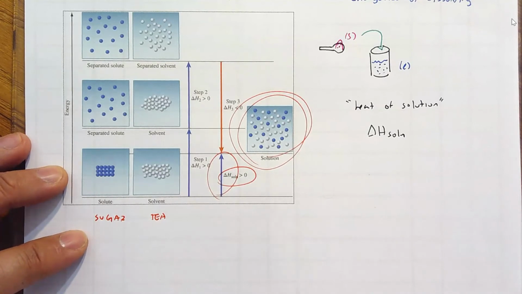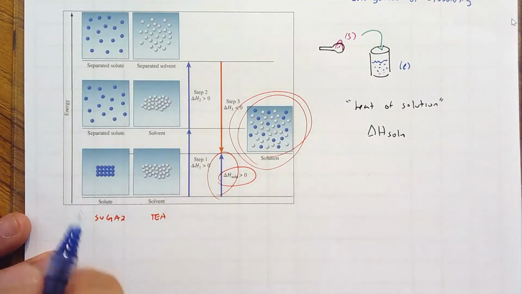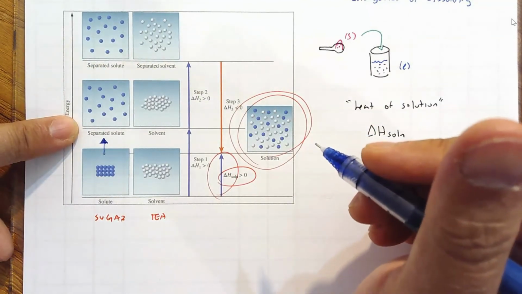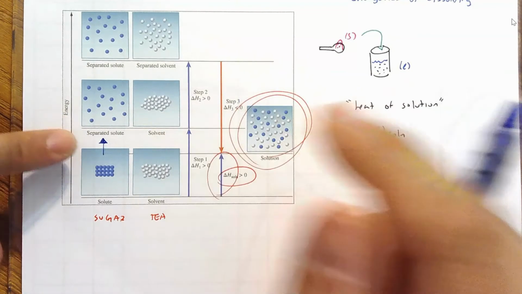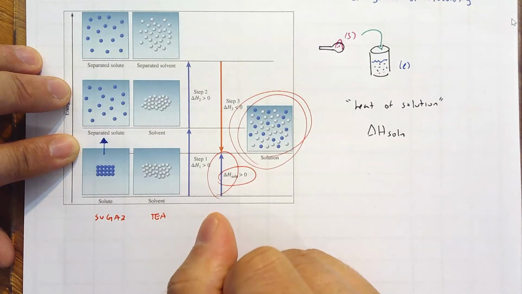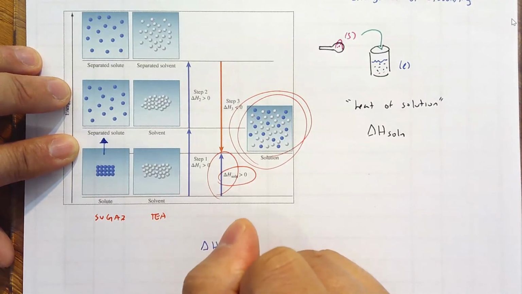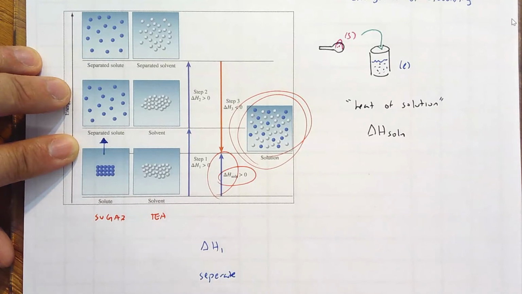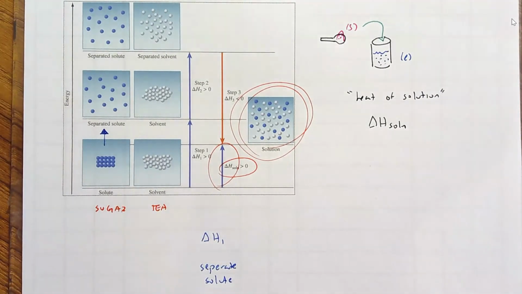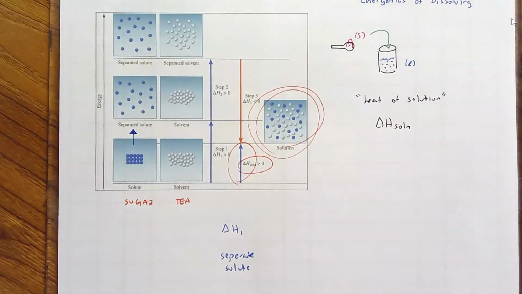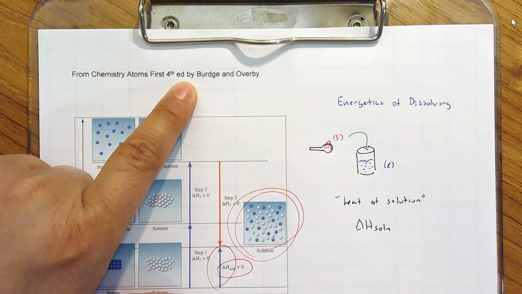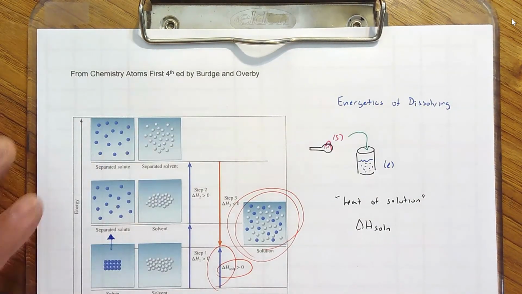Now let's focus on where my errors are. The first part is this one here. Breaking up the solute. See, the solvent is the same. So that we'll call delta H1, and this is separate solute molecules. Let me zoom out just a tad. Oh, by the way, this is from the textbook Atoms First by Burdge and Overby.